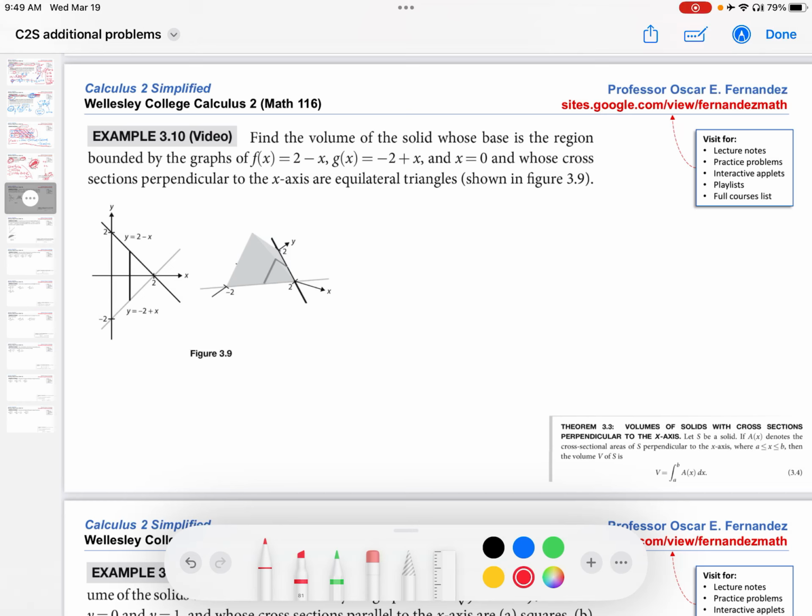In this video, we're working on example 3.10 from Calculus Simplified. This example is about finding the volume of a solid with a known cross-section. In this case, the cross-sections are perpendicular to the x-axis, and they're taken to be equilateral triangles.